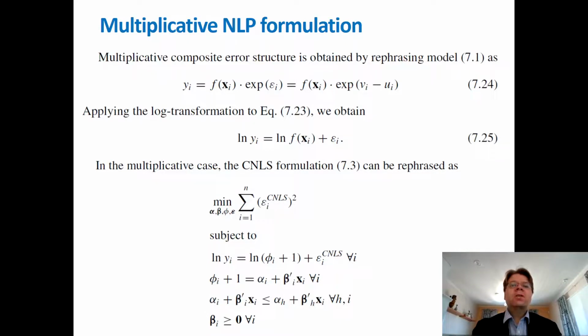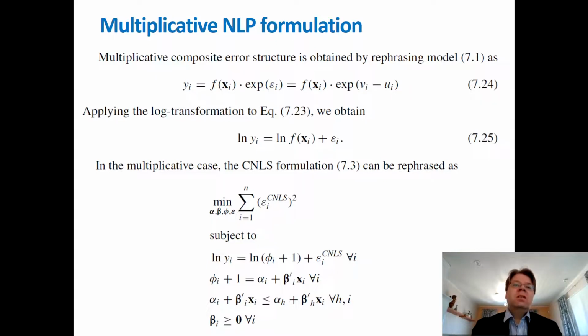With this formulation, we can no longer solve this least squares problem by quadratic programming, because we need to take the logarithm of the variable phi. So this becomes a nonlinear programming (NLP) problem.